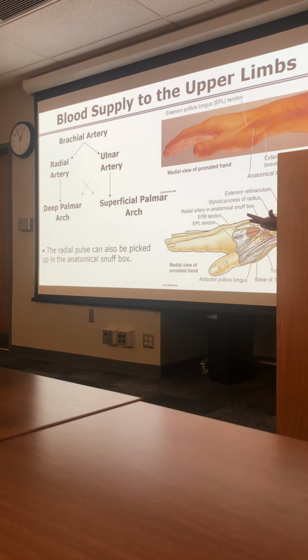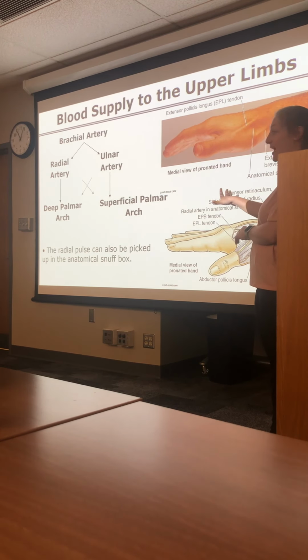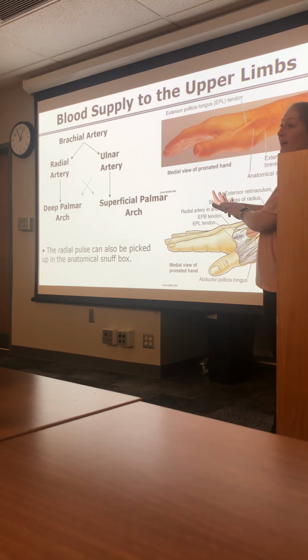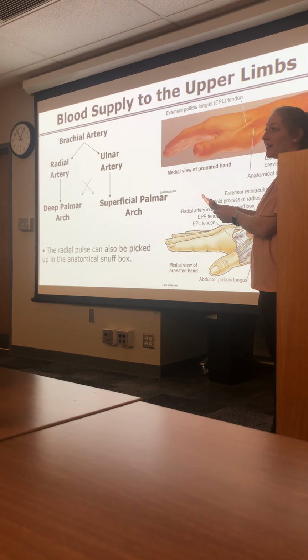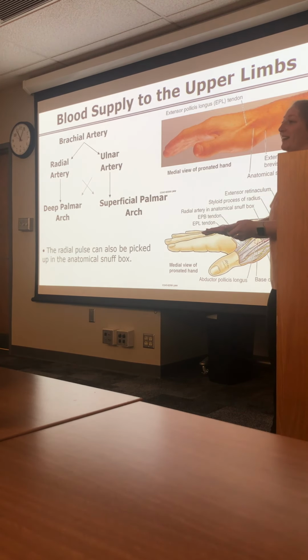If you can't find yours, extend and abduct your thumb, and you can kind of feel it. I can't ever find my snuff box. I feel my snuff box, but I can't get deep enough into the artery to feel my pulse. Your thumb also has a pulse, so pick it up with your fingers, not with your other thumb. You might be picking that one up.